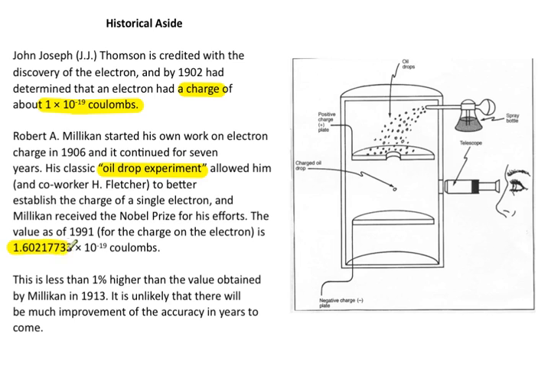This is now considered to be the acceptable charge of a single electron, 1.60217733 times 10 to the minus 19 coulombs. Millikan won a Nobel Prize for his efforts. As I said, this is considered a classic chemistry experiment, not only for the design of it, but also for the exceptional precision with which Millikan was able to carry out those experiments. So remember that number, the charge of a single electron. We're going to come back to that.